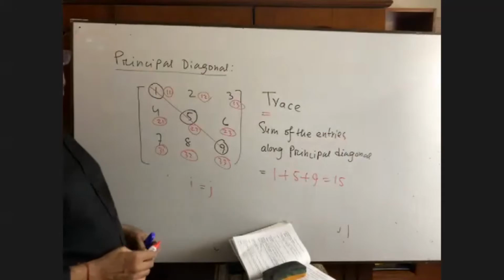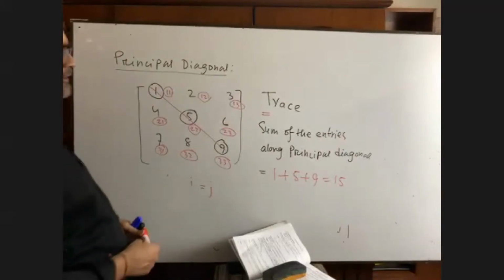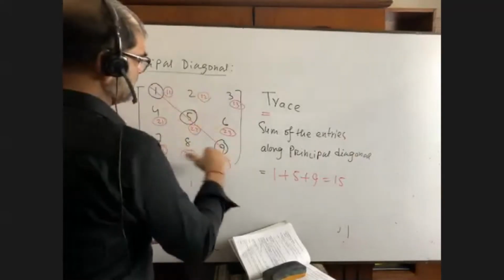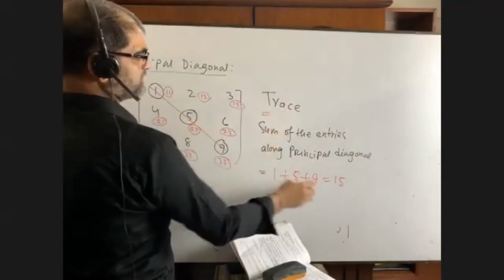You may not get this as a direct question in the exam hall, but you will be given a matrix in an MCQ question. What is this trace? The answer is 15.